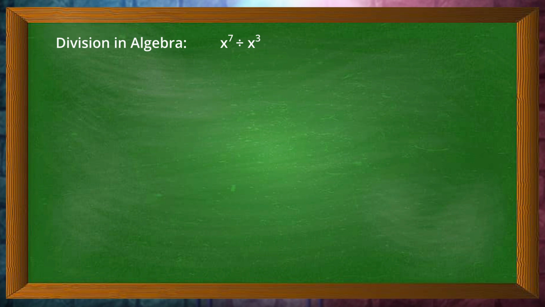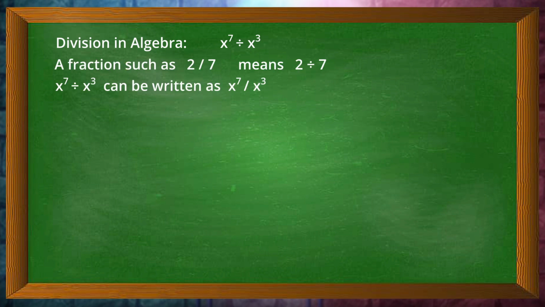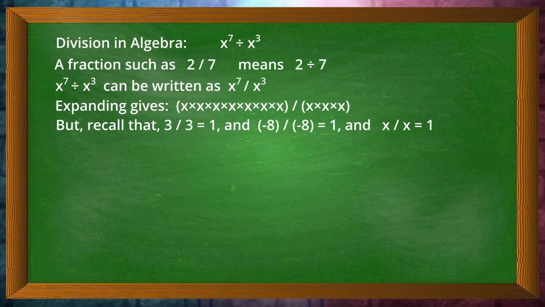Let's consider division in algebra. For example, x to the power of 7 divided by x to the power of 3, which can be written as the fraction x to the power of 7 over x to the power of 3. To understand the process, let's first write the numerator and denominator in expanded form. Remember that any value divided by itself is equal to 1.